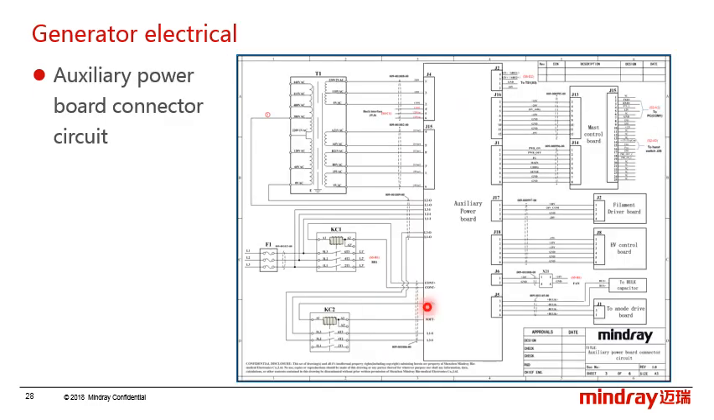Okay, about the auxiliary power board. From its name, we know that it provides the power for all the boards in the generator. So let's learn the connector circuit. The 380 volt AC power leads to the transformer through the auxiliary power board and outputs different kinds of voltage to the other boards, as the diagram shows.